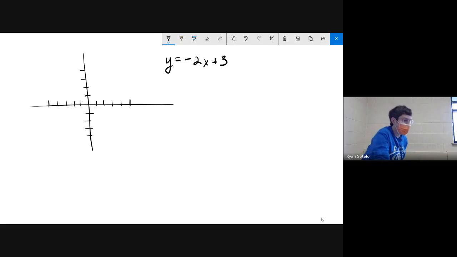All right, I want to plot this line. How should I do that?